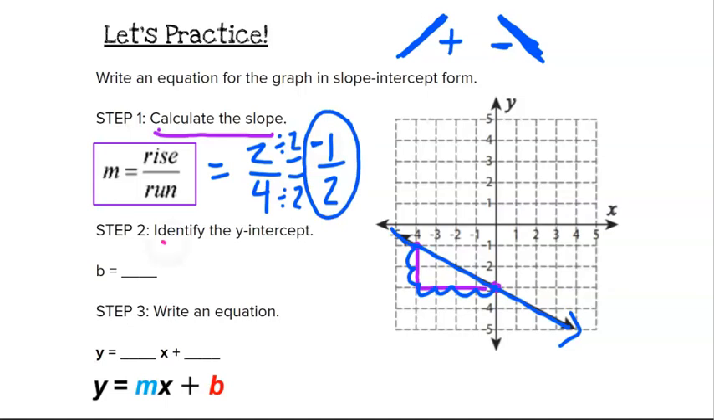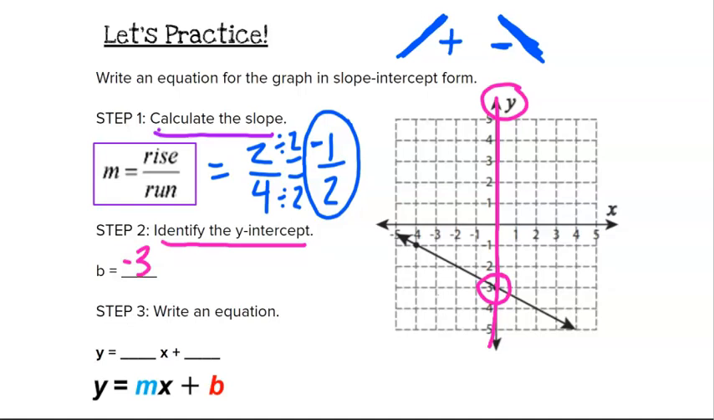Next up, we are going to identify the y-intercept. So we are going to look at our graph, find our y-axis, this line right here, and we're going to say, where does the line that we are writing the equation for cross this y-axis? So the meeting point is right here. You can see that point on the line. And the number that it crosses on is -3. So that is our y-intercept.